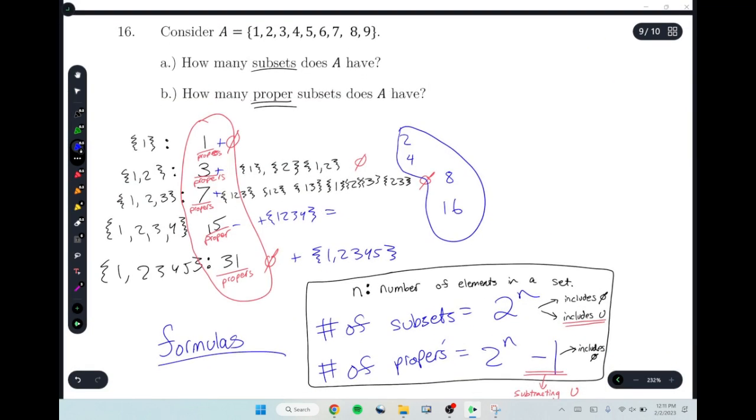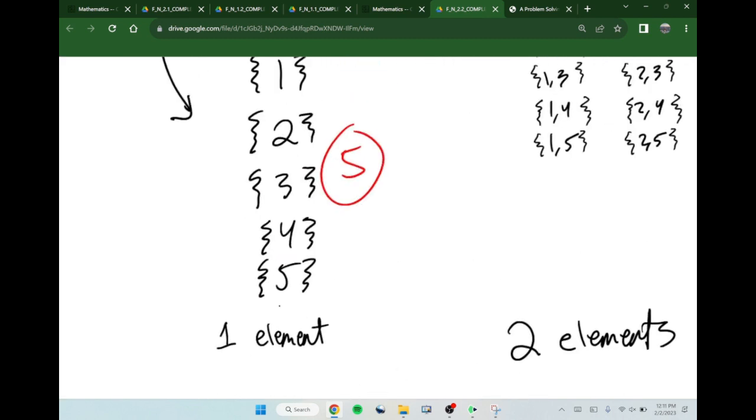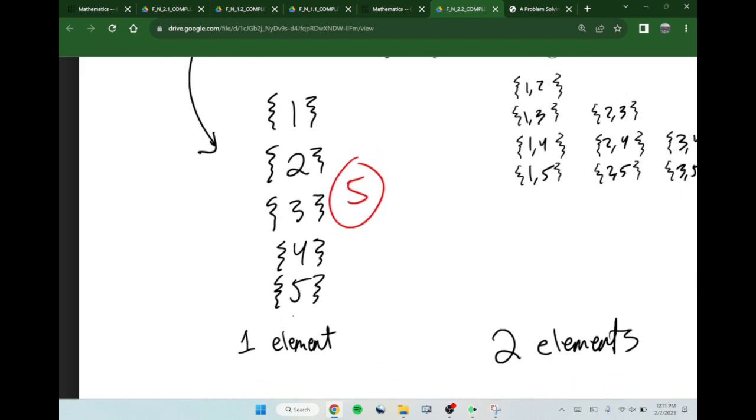If you're like, nah, this sucks, I don't like it, make up a set with any 5 elements and just try to list them all out. Which is what I did here, poorly. But what I did here, to be really careful with it, was I said, hey, I want to think of all the sets with 1 element.